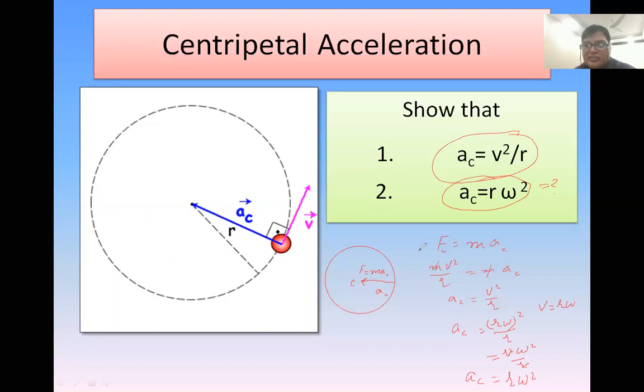What is in your syllabus on this page? Just what you should memorize. Number one, centripetal acceleration is equal to v square over r, and the second equation for centripetal acceleration is r omega square. And next, centripetal force is mv square over r, and the other equation for centripetal force is m r omega square. That's your A levels.